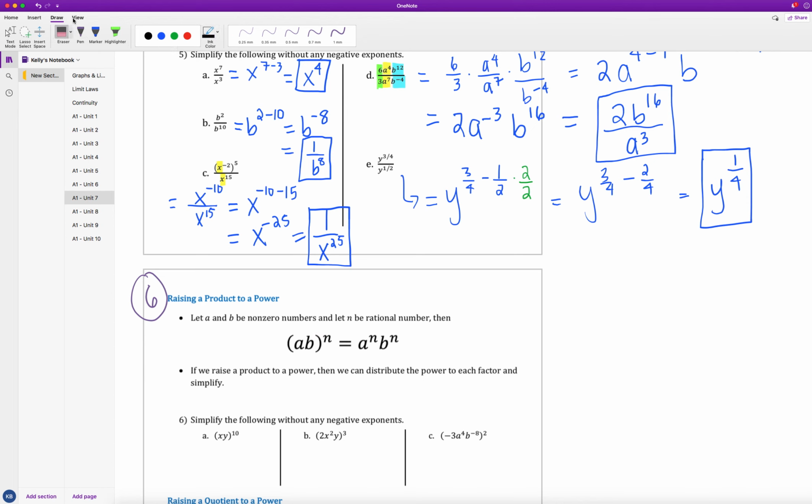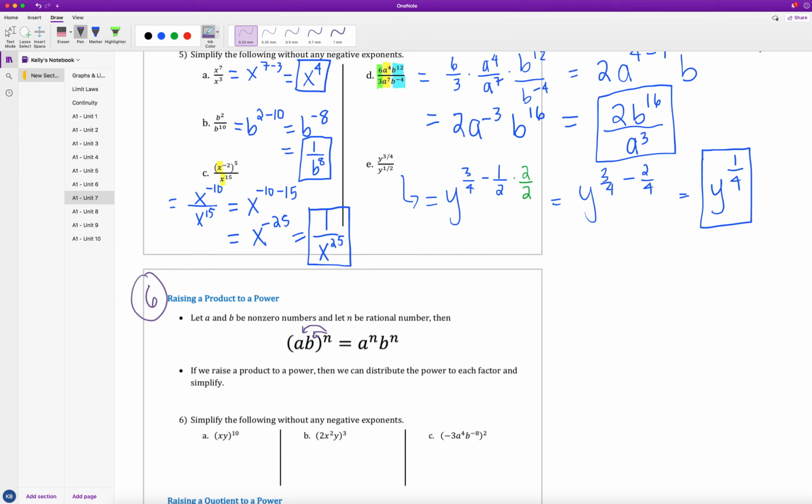And this should seem like, well, that sounds about right. We've done distribution before, and this does work for exponents as well. So if I have multiple things multiplied inside of an exponent, that would be the same thing as taking each one of those pieces being raised to that exponent. So if we raise a product to a power, then we can distribute the power to each factor and simplify.